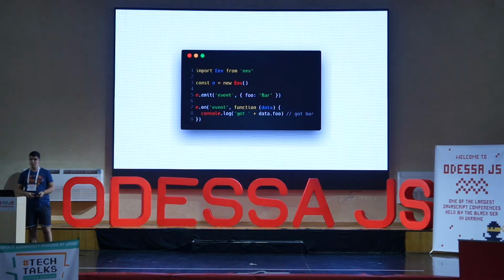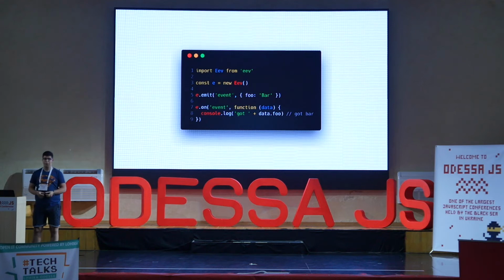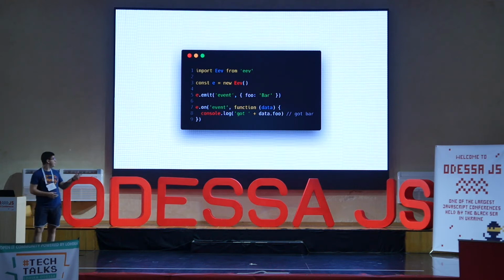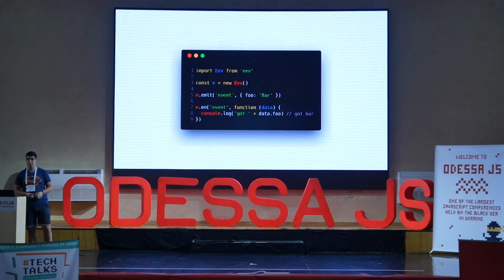And this is how EEV works. You just import it, create a new instance, and you get two methods. One is emit, the second one is on. When you emit some event, the first argument, a string, is just the name of the event that you want to send.